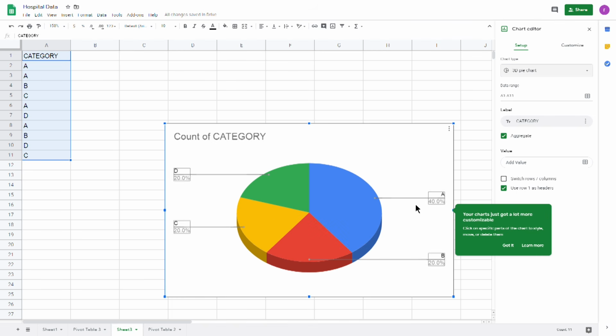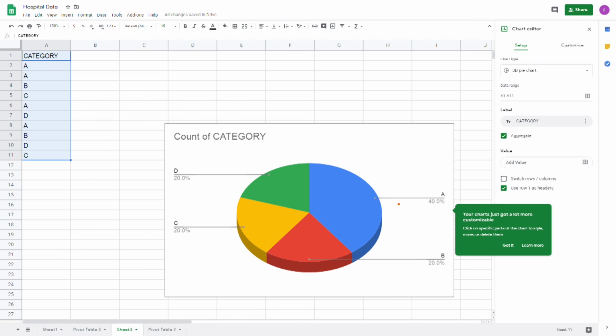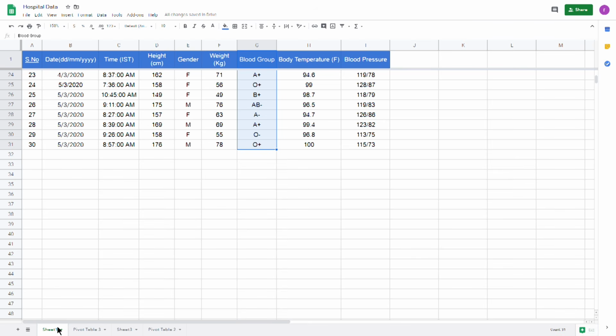You have A again is 40%, B is 20%, C is 20% and D is 20%. So, in Google Sheet, you change the visualization in chart editor to a pie chart and you get the pie chart. Now, let us do the pie chart for our blood group data. So, this is my blood group data.